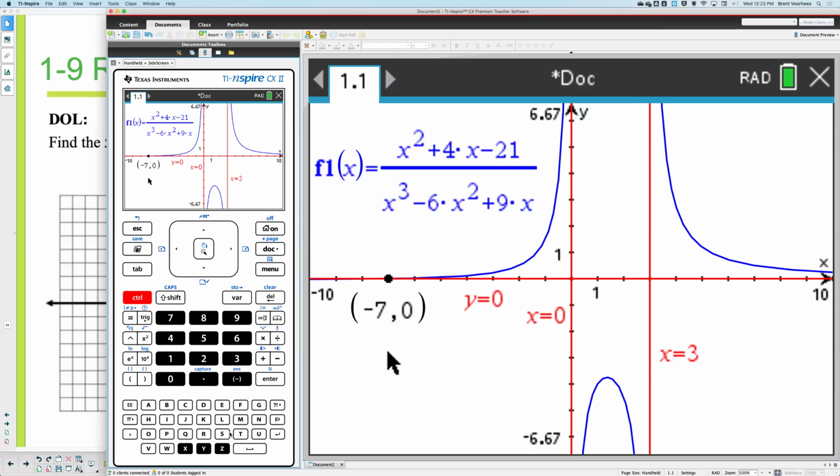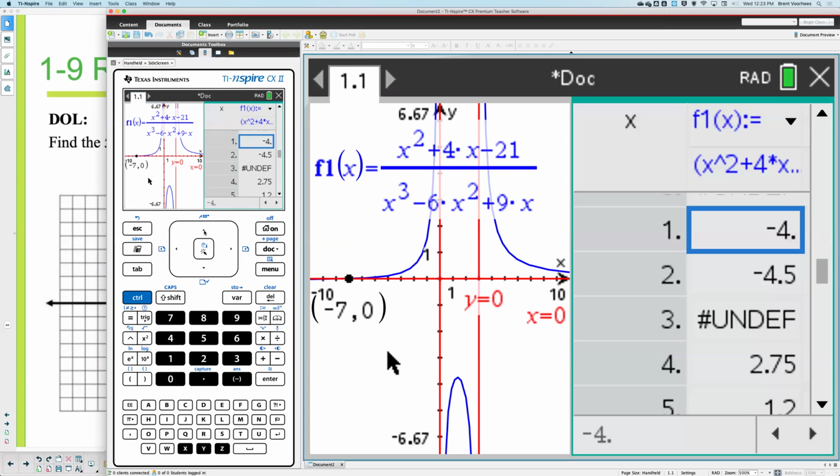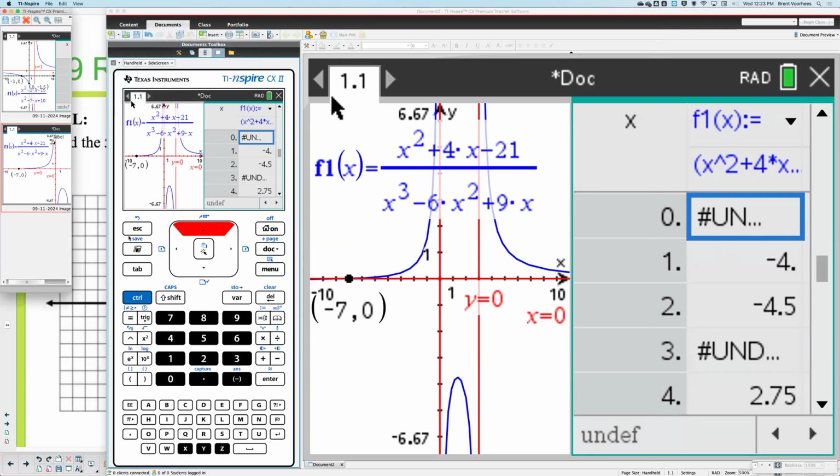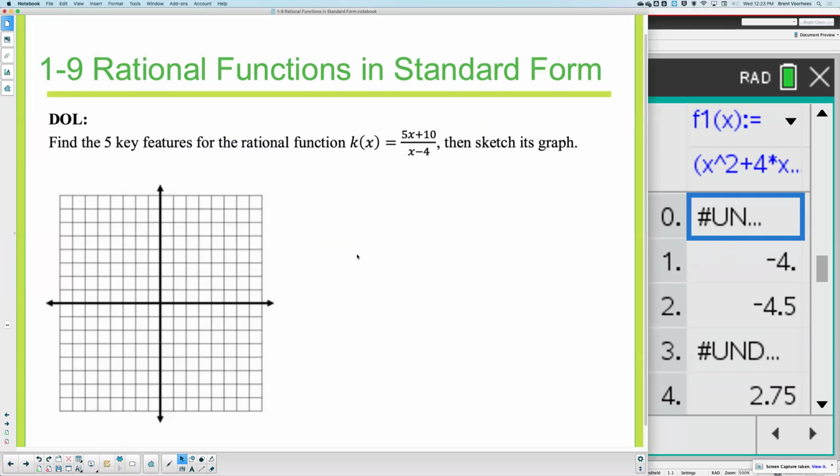I forgot to do a Control-T here to show you the domain was what we said as well. The domain was it could not be 0 and 3. So let me add that in. I didn't do that, but now I want you to go to the next slide. And I want you to take a look at your DOL.